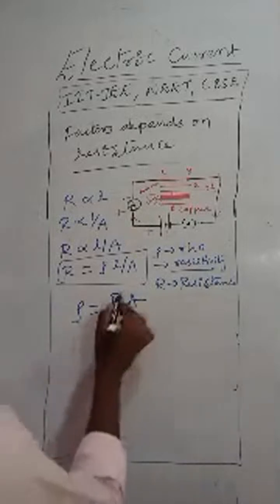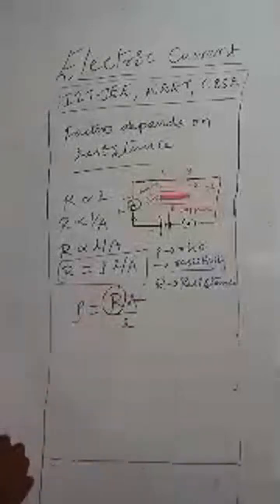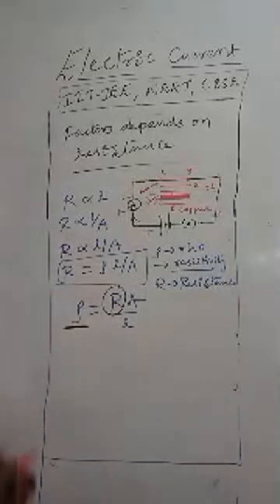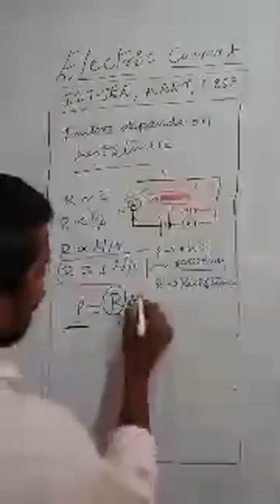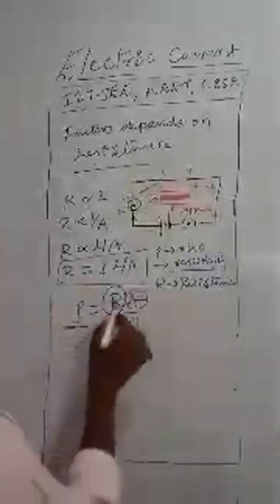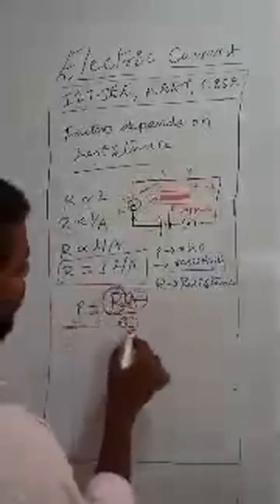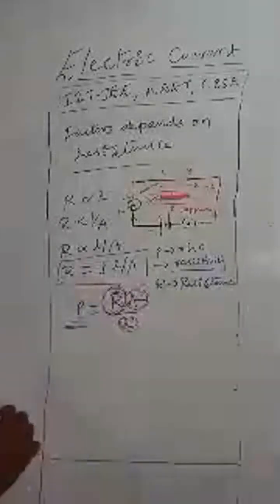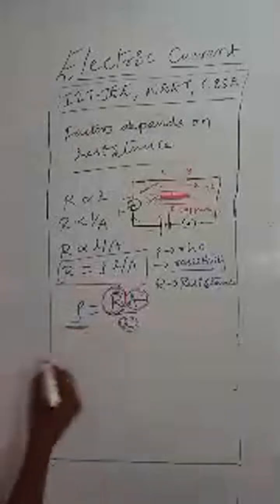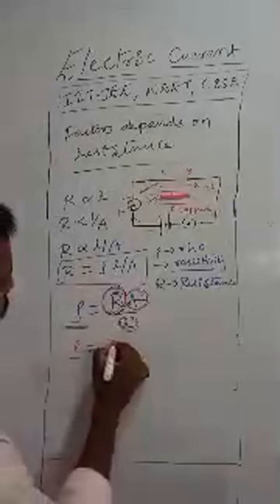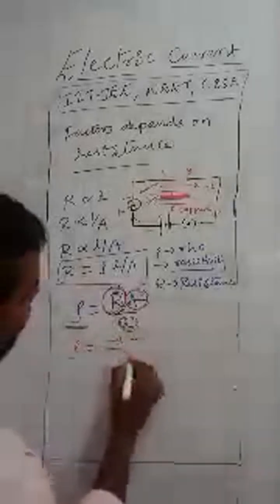Resistivity is nothing but the resistance of a conductor of unit length and unit cross-sectional area. So once again, resistivity is equal to the resistance of a conductor of unit length and unit cross-sectional area. That is nothing but resistivity. So the SI unit of resistivity is ohm meter square by meter. The meter gets cancelled, then we get ohm meter. So the SI unit of resistivity is ohm meter.